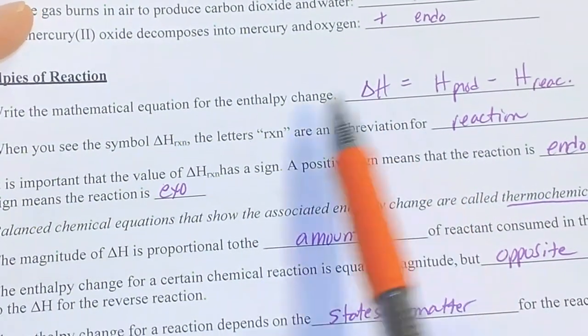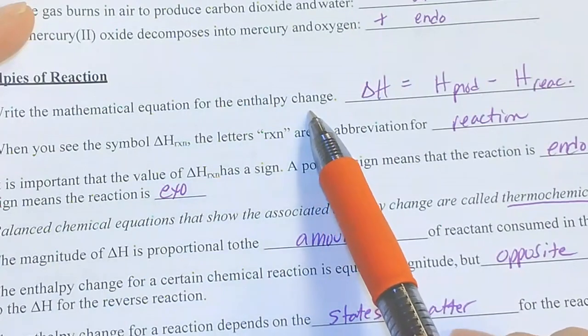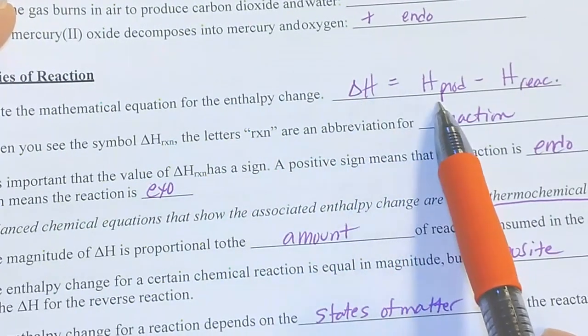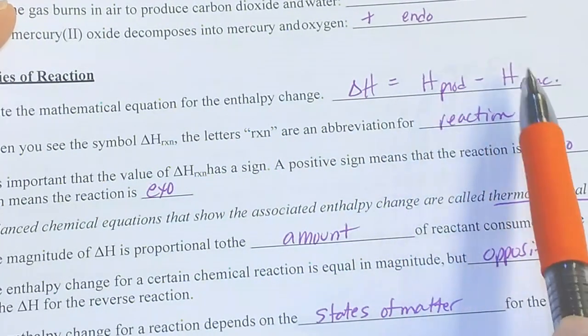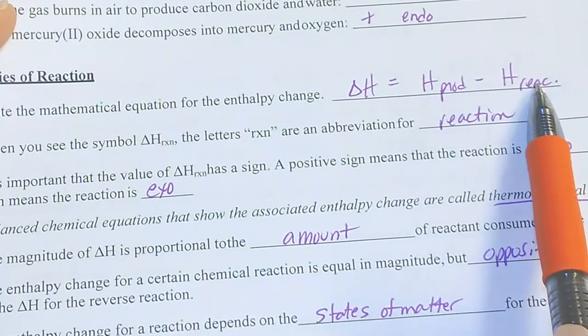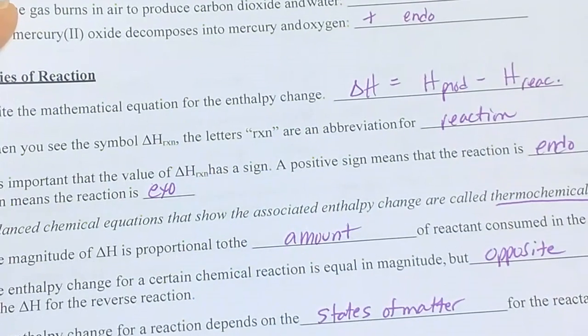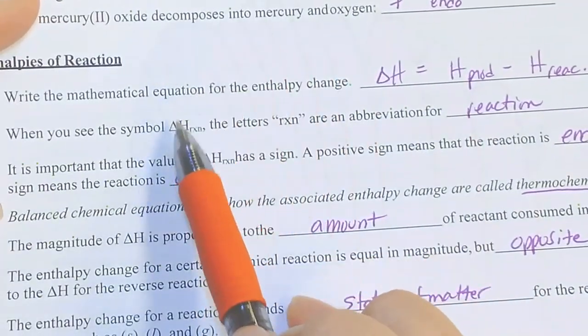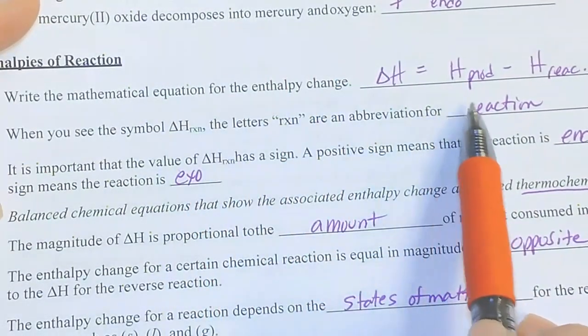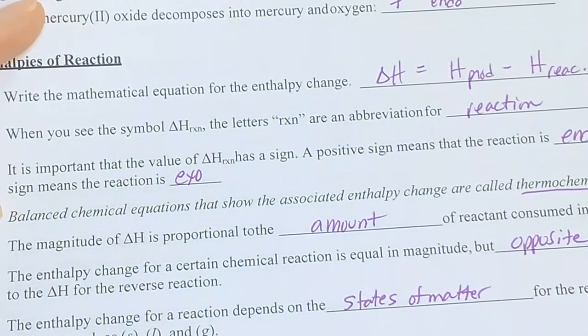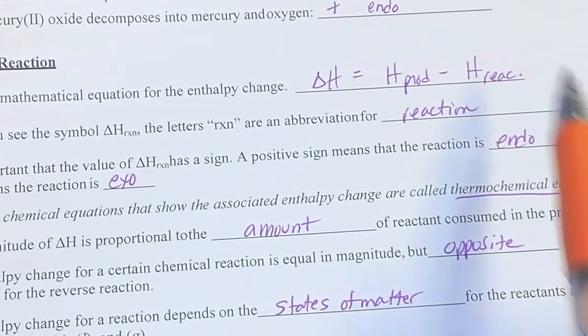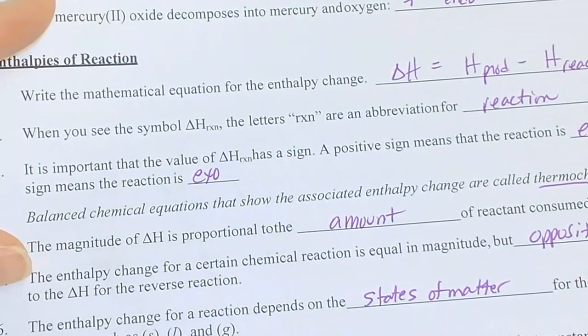Let's carry on. The mathematical equation for enthalpy change is delta H, which is the products minus the reactants. Always products minus reactants. That gives us the thermodynamic sign that we're looking for. So when you see delta H of RXN, that means reaction. Make sure you've got your endo- and exothermic signs straight. This is all from last year.